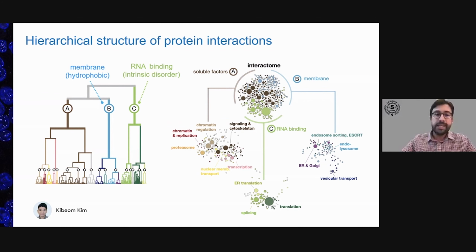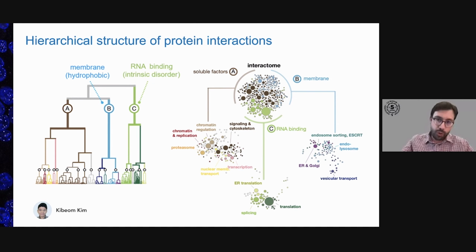What you're looking at here is the full hierarchical structure of our interaction data. And if you look at the tree on the left-hand side, you can see that there's a lot of organization in this data set, but especially there are two groups of proteins that really stand out. In the middle here in blue are proteins that happen to be related to membranes. And to the right of it in green are a bunch of proteins that bind RNA.